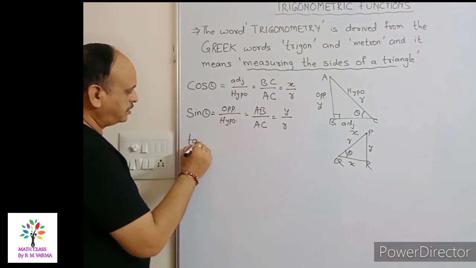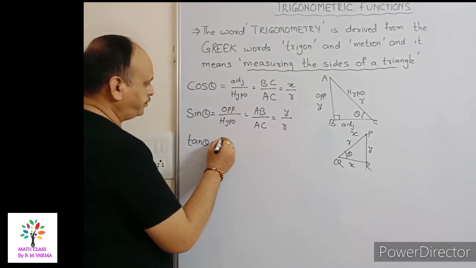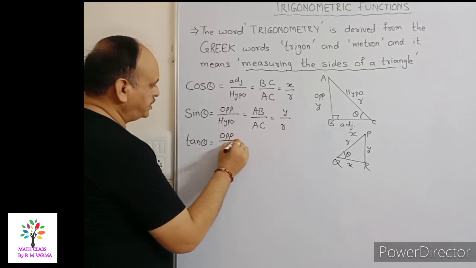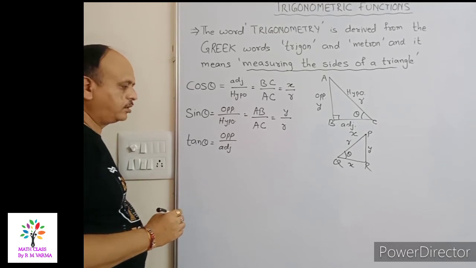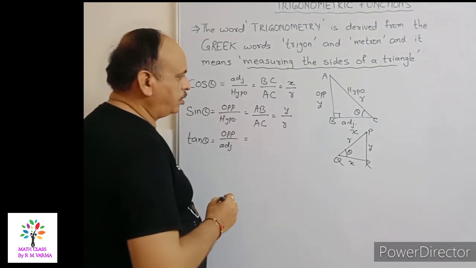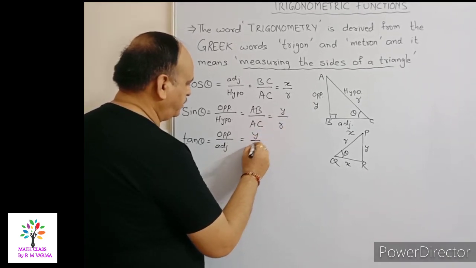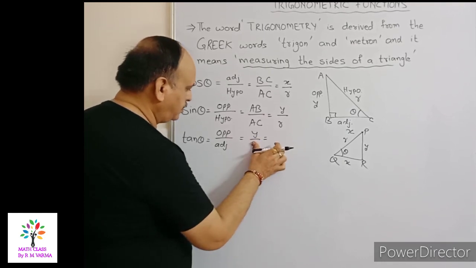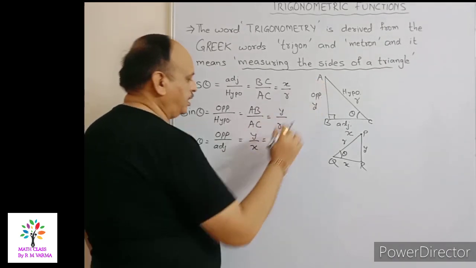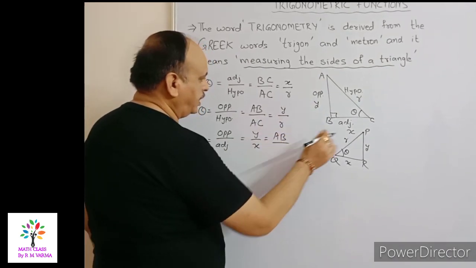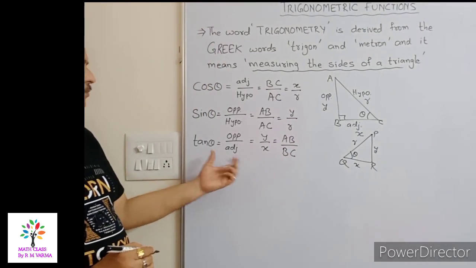Then we write tangent theta or tan theta. Tan theta is opposite upon adjacent. Opposite is y, that is y upon adjacent, which is x. Opposite side is AB and adjacent is BC. So we can write tan theta in this form.